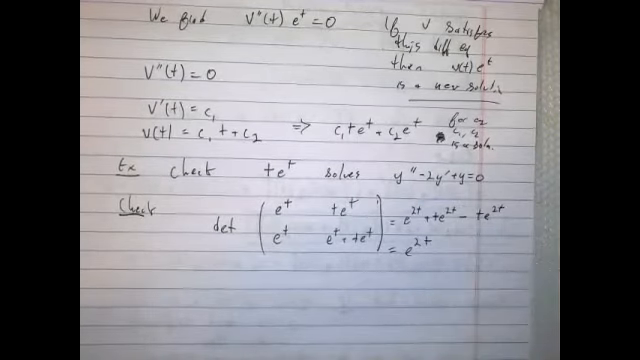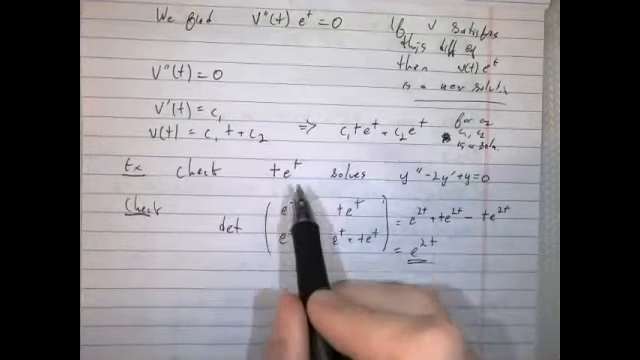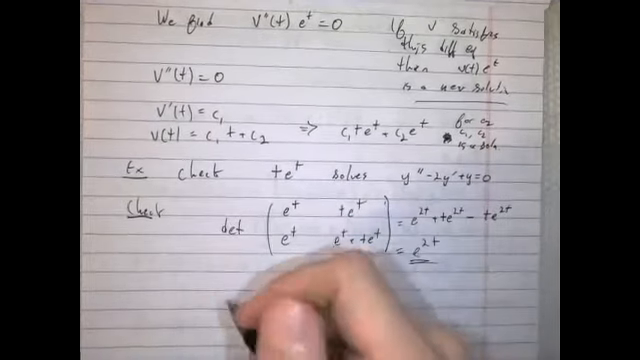Did I do that right? So this is never 0. So indeed, t e to the t and e to the t give a fundamental set of solutions.